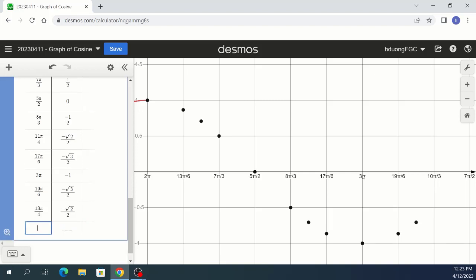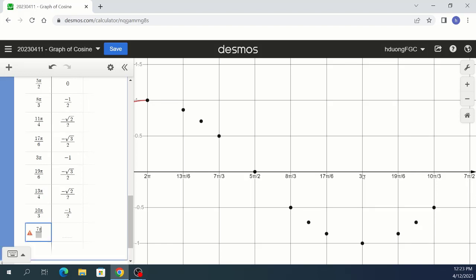And the next one right here. Be ready for that. Negative 1 half. Back up. Right. Then the next one, now we got a fraction. 7 pi over 2. Cosine of 7 pi over 2. Alright, so that's enough beating around the bush, right?